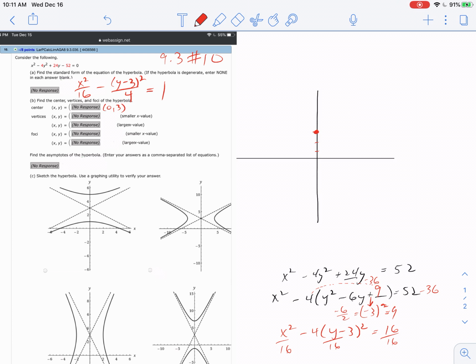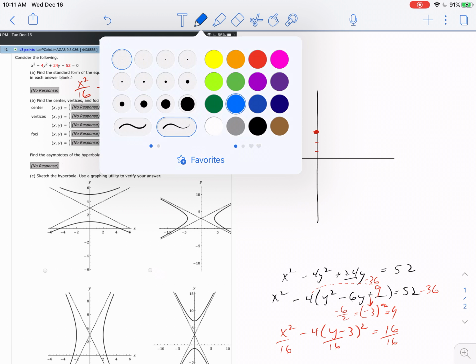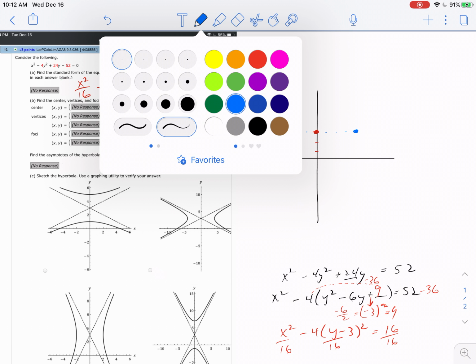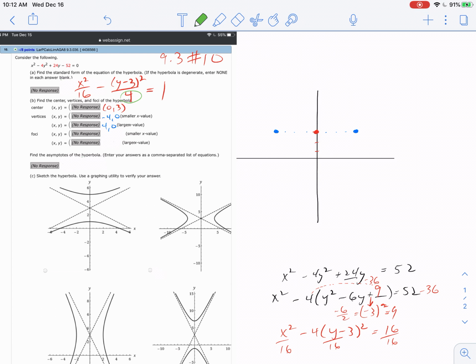And then we need to find the vertices, and you do the first denominator. So I'm going to go to the right 4, 1, 2, 3, 4, and put a vertex. Now, because my x was 0, I'm still doing negative 4, 0, and 4, 0 for my vertices.